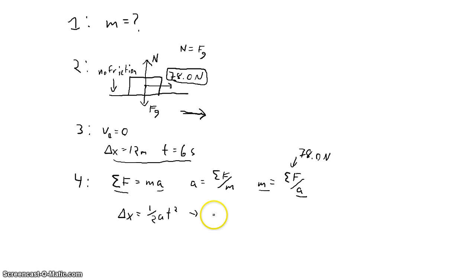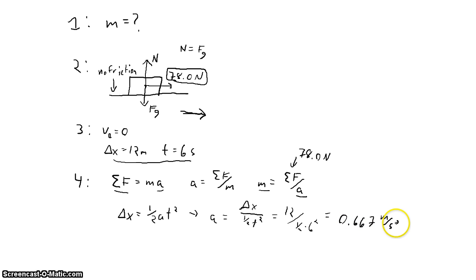So if we rewrite this in terms of a, we get that it's equal to the total displacement of the object divided by 1/2 t squared. That means we can plug in the 12 here and divide by 1/2 times 6 seconds squared. If we actually put that into a calculator and solve for it, we'll get 0.667 meters per second squared using 3 significant figures.